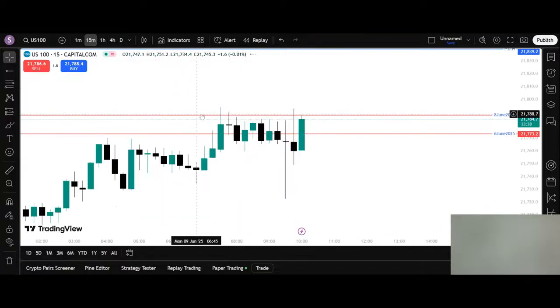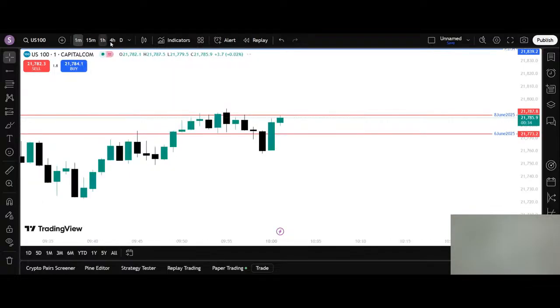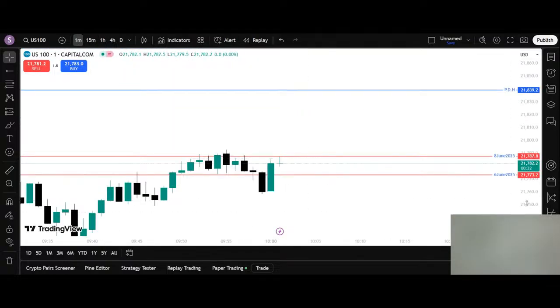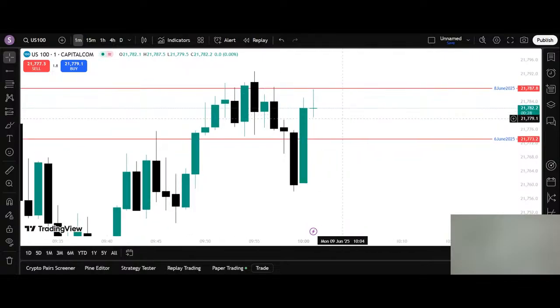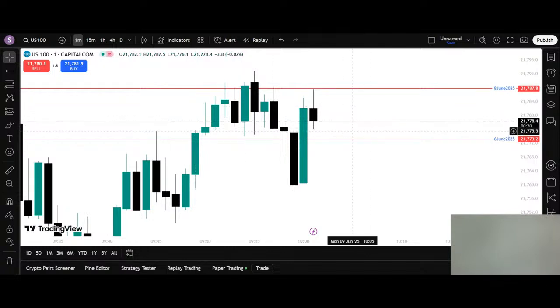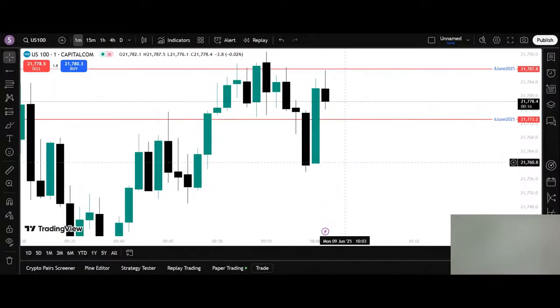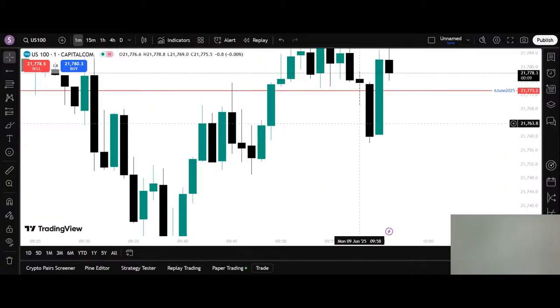Let's check the 15 minutes. Yes, everything looks good. Let's go back on the 1 minute again. Now I'm gonna wait till I find a good trade. I normally like to take only 300 ticks worth of risk, a little above that. I risk only 1% of my account, or below 1%, you can say.